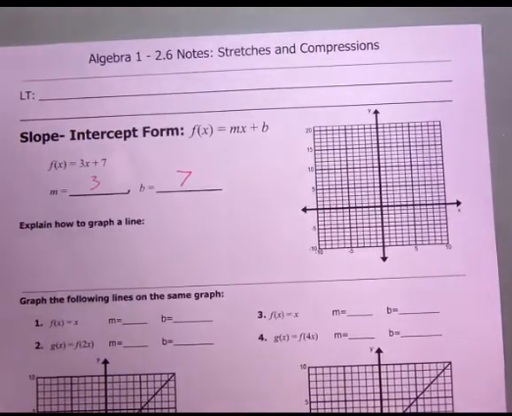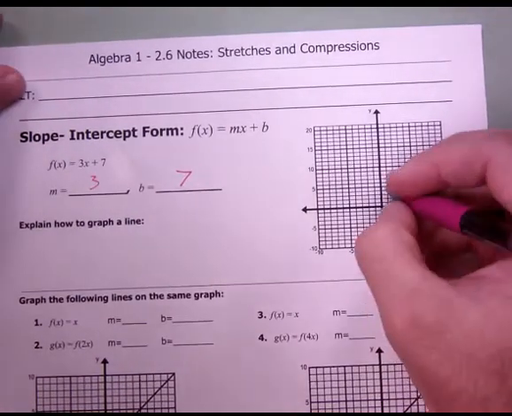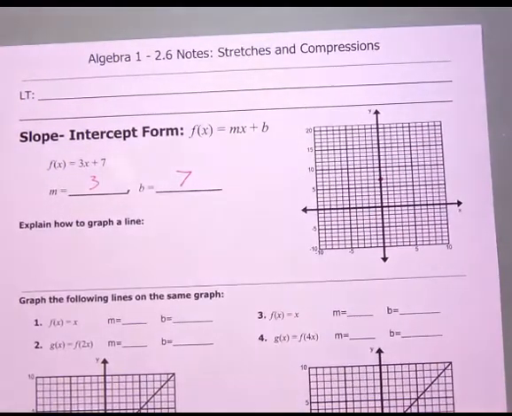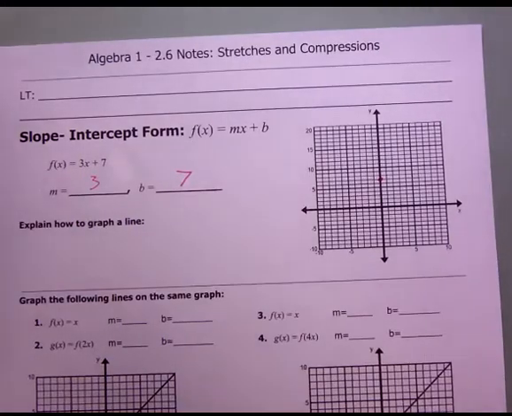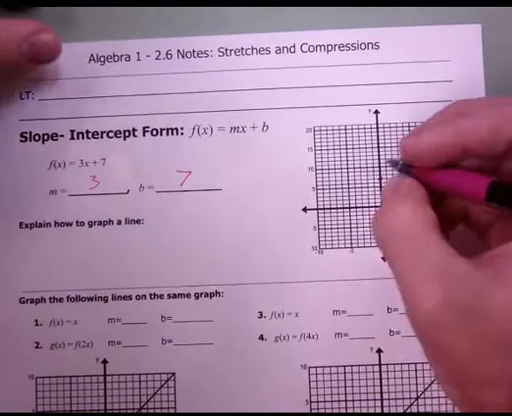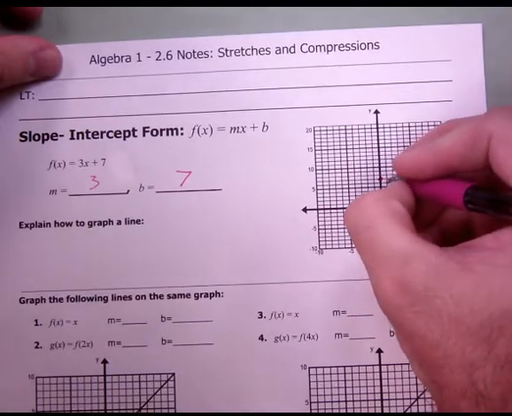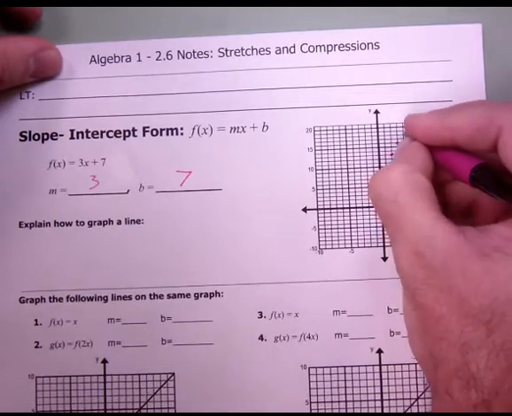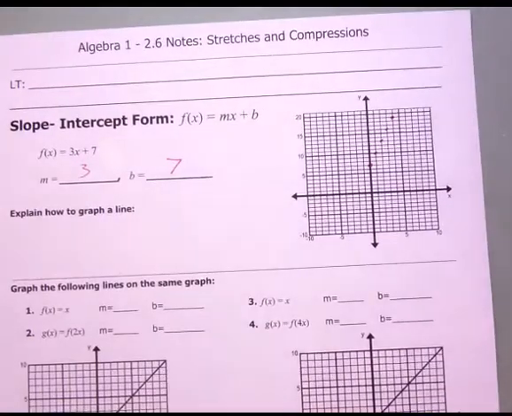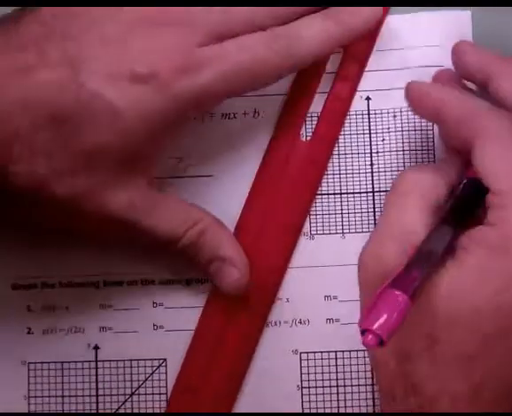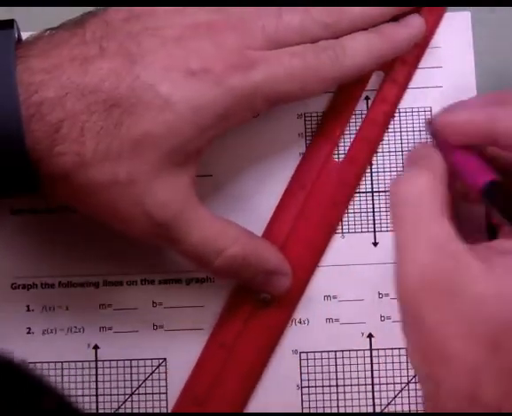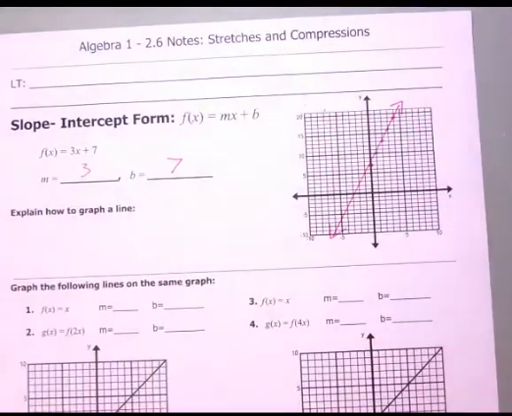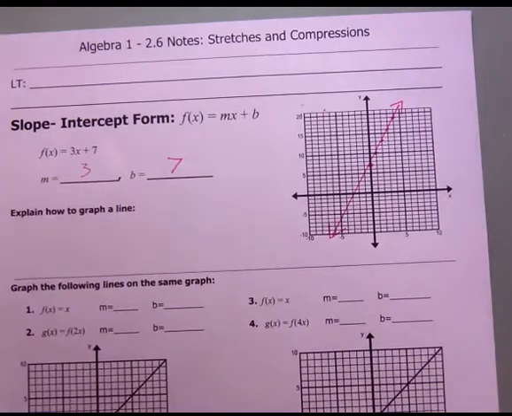Okay. The first step whenever we want to graph a line is to plot a point at our y-intercept, which in this case is 7. We cannot create a line unless we have one additional point. So our slope is 3, so we're going to go over 1, up 3, over 1, up 3, over 1, up 3, over 1, up 3. That gives us a few points. I'll use my ruler to connect all those points. And there is our line that represents the equation 3x plus 7.